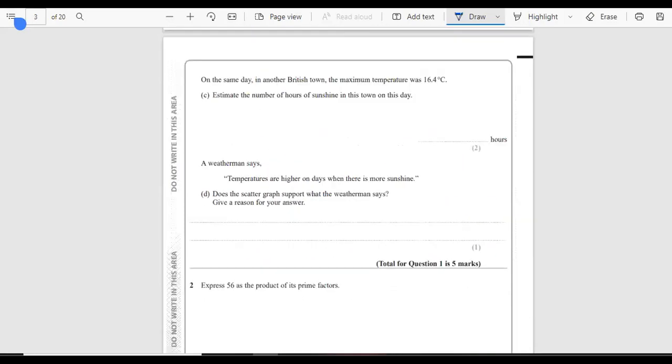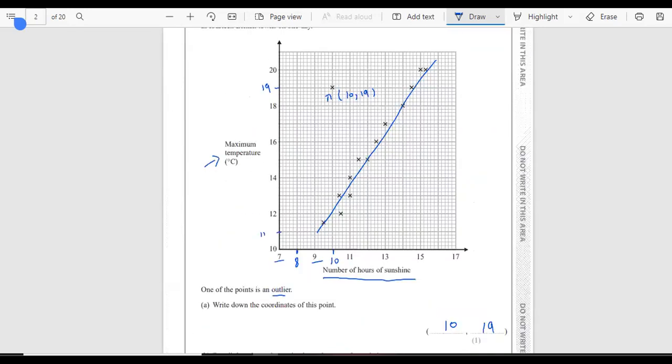It says, on the same day in another British town, the maximum temperature was 16.4 degrees. Estimate the number of hours of sunshine in the town. So do you have this paper in printed form, or are you just seeing it on the screen? Okay, that's not an issue. This means that one small box is for 0.2 units, and this would be 16.4.